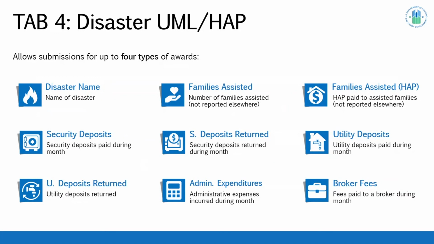Disaster, unit months leased, and HAP disaster. There are up to 4 types of awards that can be entered into the VMS. We're going to have disaster name, number of families assisted, the amount of HAP assisted, security deposits returned, the same with utility deposits and utility deposits returned, related administrative costs, and the broker fees paid to a broker for the month.